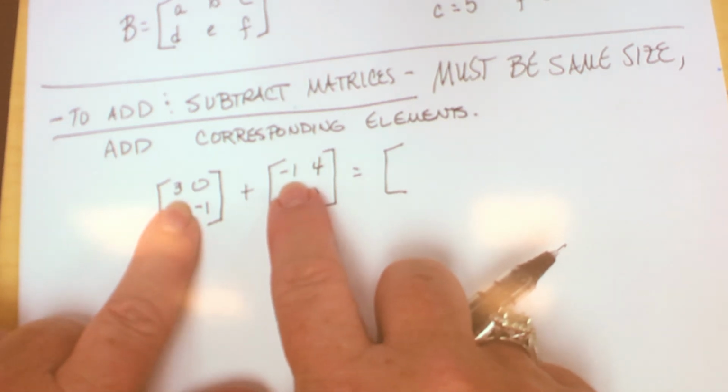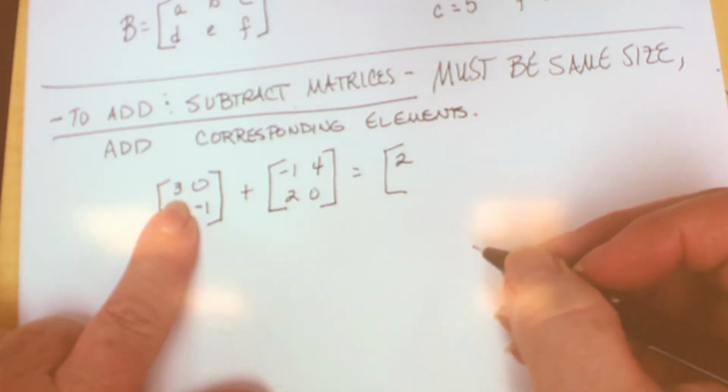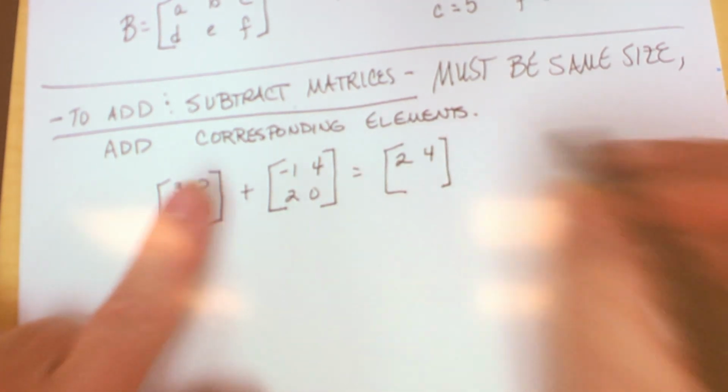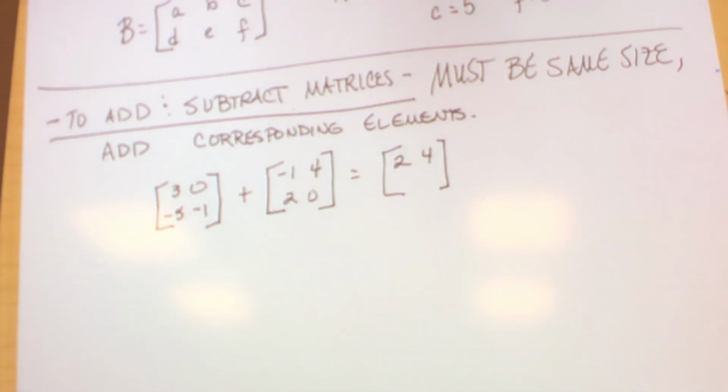What's 3 and negative 1? 2. What's 0 and 4? 4. Find the bottom row.